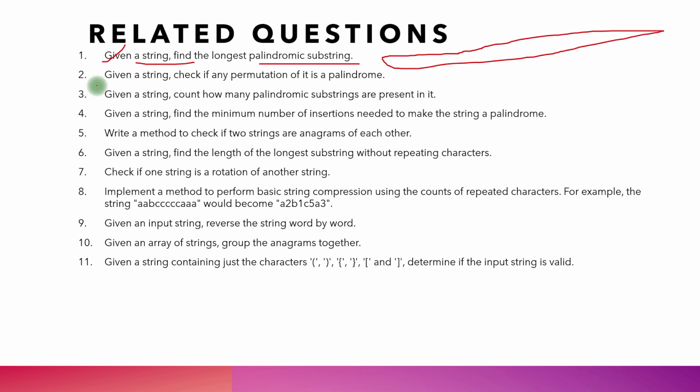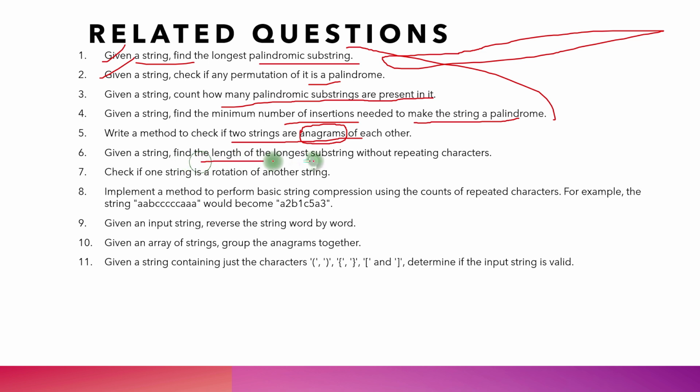Okay, so other programs you can just read this out, like given a string, check if permutation of it is a palindrome. Given a string, count how many palindromic substrings are present in it. Given a string, find the minimum number of insertions needed to make a string palindrome. So a lot of questions around palindrome, right? Write a method to check if two strings are anagrams of each other. So similar to palindrome, there is a condition of anagram also. So see the logic, we just have to implement that.